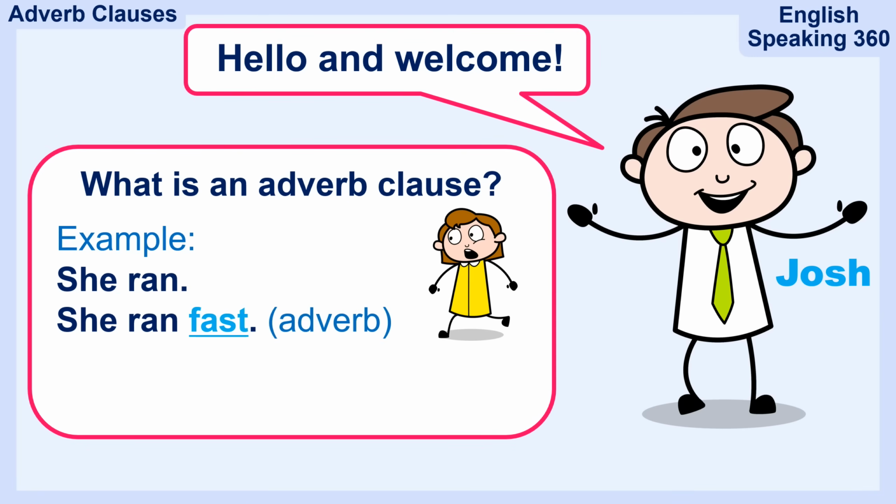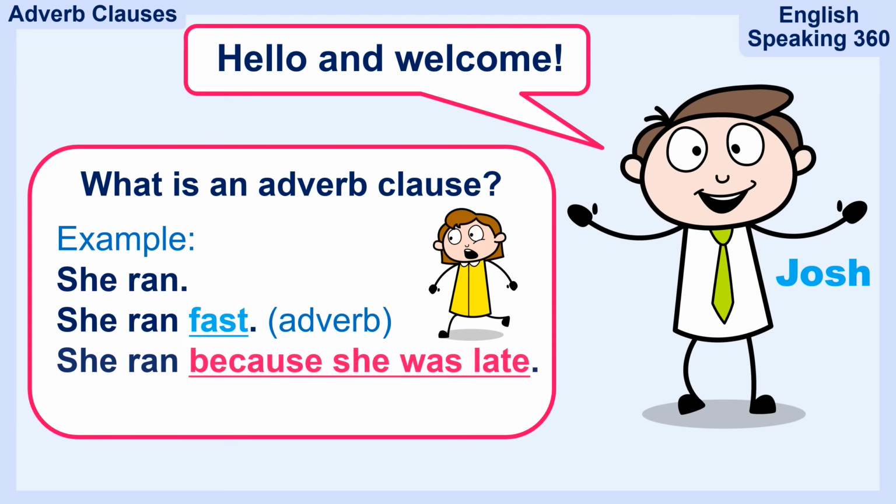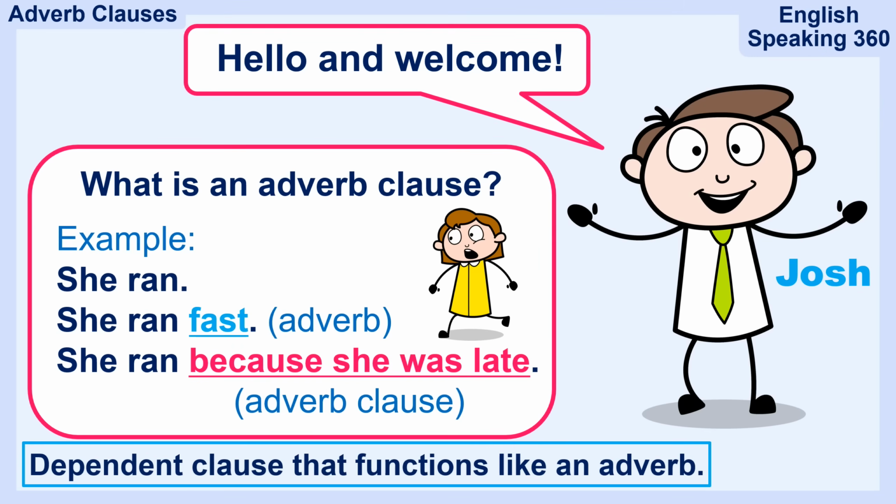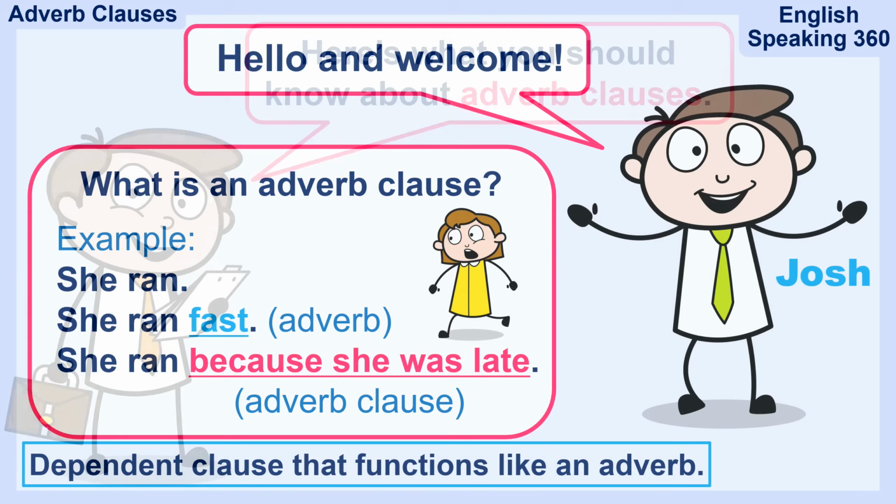She ran fast. Fast is an adverb. It is added to the verb and it gives more information about the verb ran. She ran because she was late. Because she was late is an adverb clause. An adverb clause is a dependent clause that functions like an adverb. So because she was late and fast have the same function. They give more information about the verb ran.